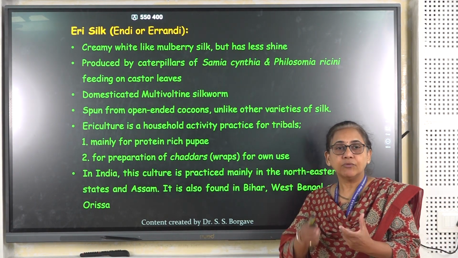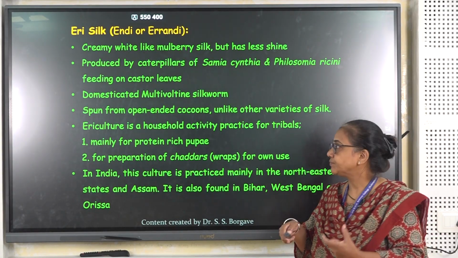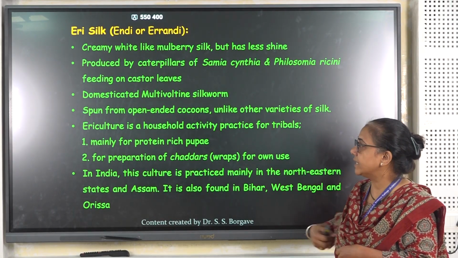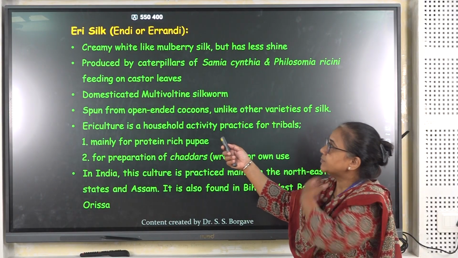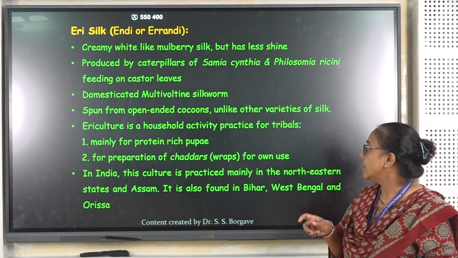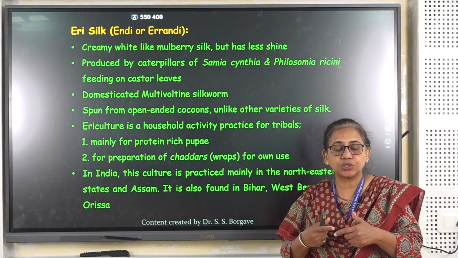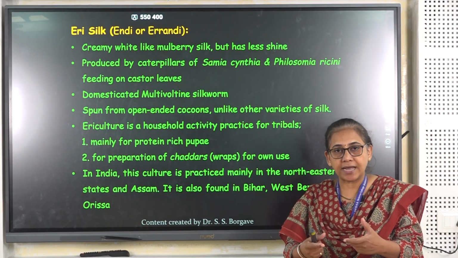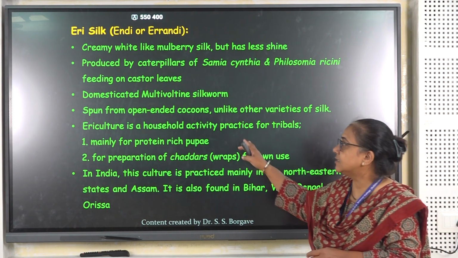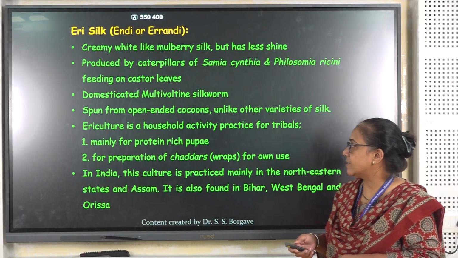Multivoltine means in 1 year many generations of this worm can be completed. So that way the production of the silk will increase as the voltine number increases. These are the specific worms which spin an open-ended cocoon. The rest of the varieties of silkworms have closed-end cocoons, so you need to kill the adult worm inside the cocoon to protect the quality of the silk. But in this case the cocoons are open-ended, so the thread can be unwound very easily.